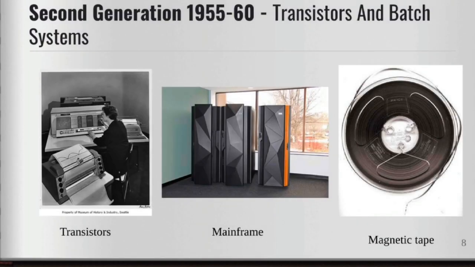Now in the second generation, which is from 1955 to 60, transistors led to the development of computer systems. These machines were known as mainframes and were locked in air-conditioned rooms. Then the batch system was introduced to reduce the wasted time in the computer. A tray full of jobs was collected in the input room and read into magnetic tape, which was mounted on a tape drive. The batch operating system was then loaded to read the job and run it.